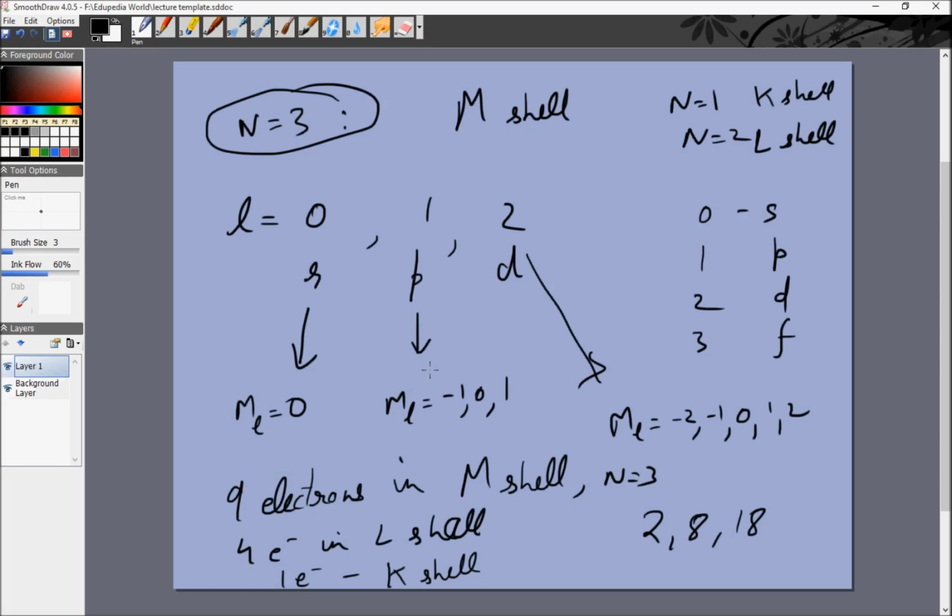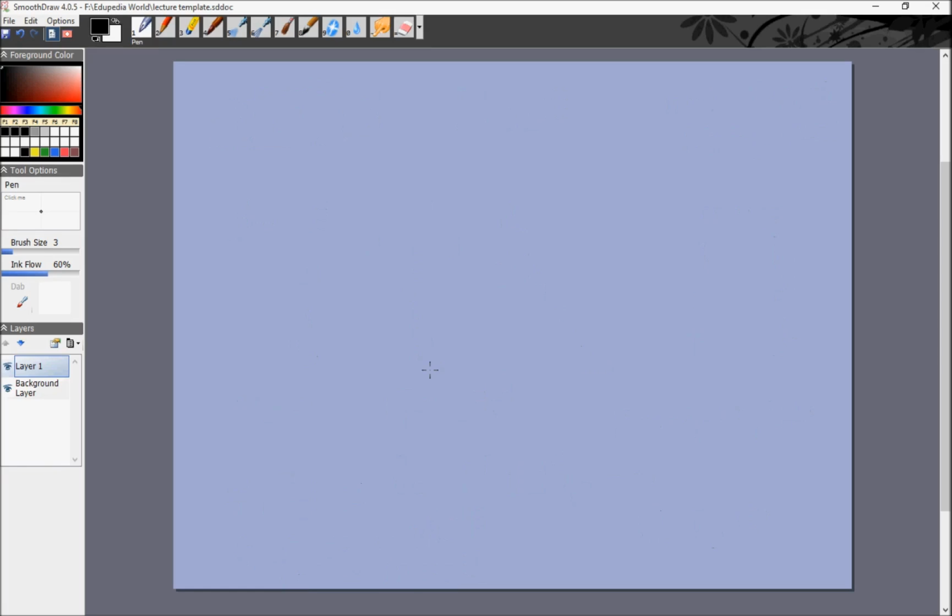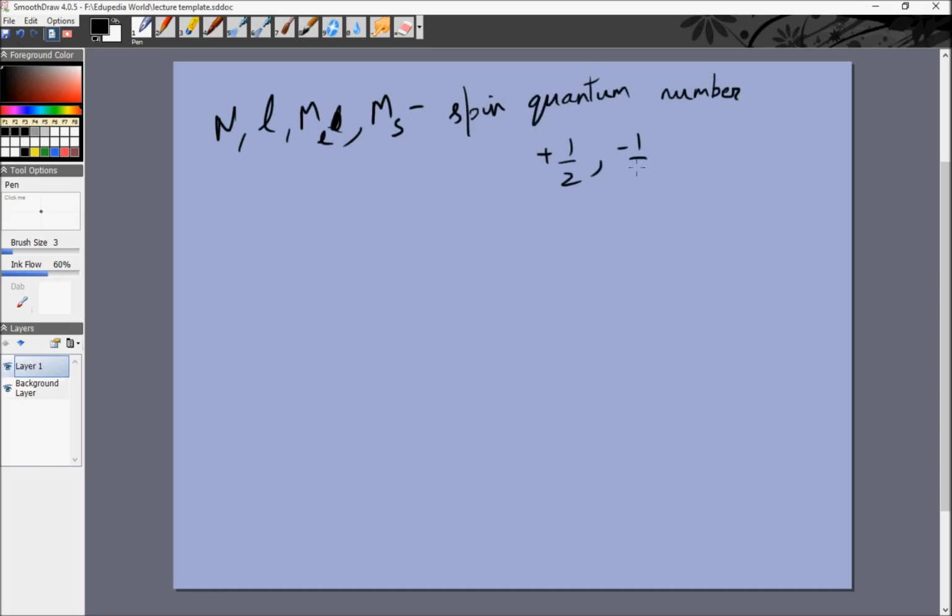Well, that is because an electron state is not just decided by N, L and ML. There is also a fourth quantum number, MS, and that is called the spin quantum number. And it can only take two values, either plus half or minus half. So actually you could have two electrons with the same value of N, L and ML, and still Pauli's exclusion principle would not be violated.